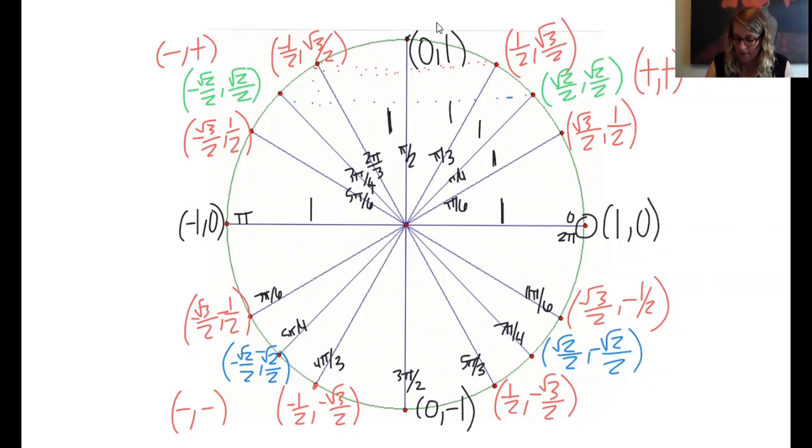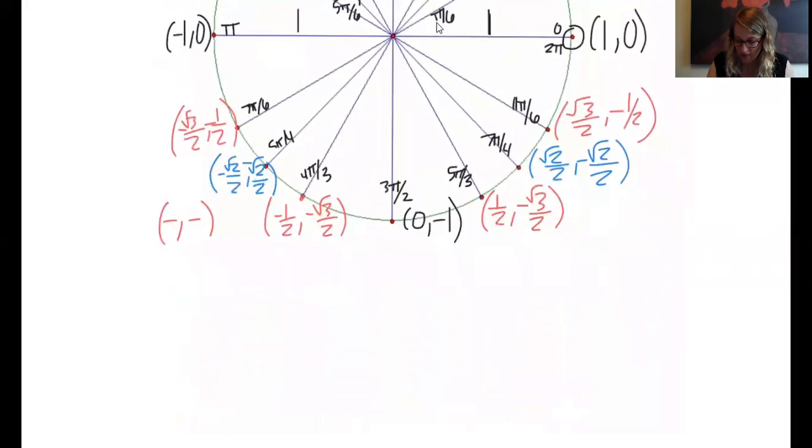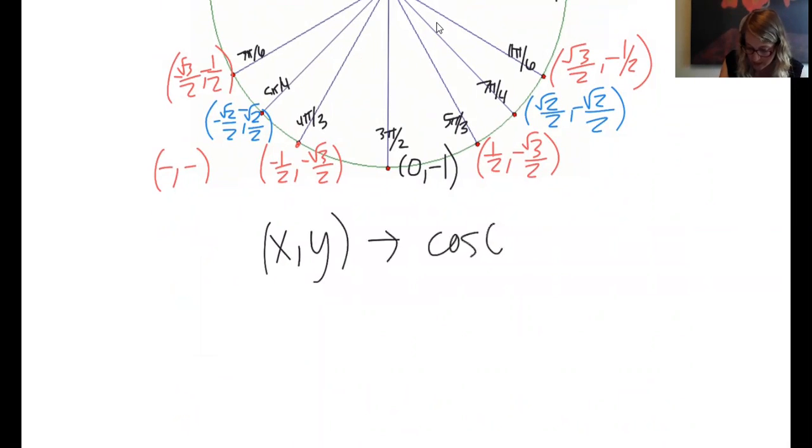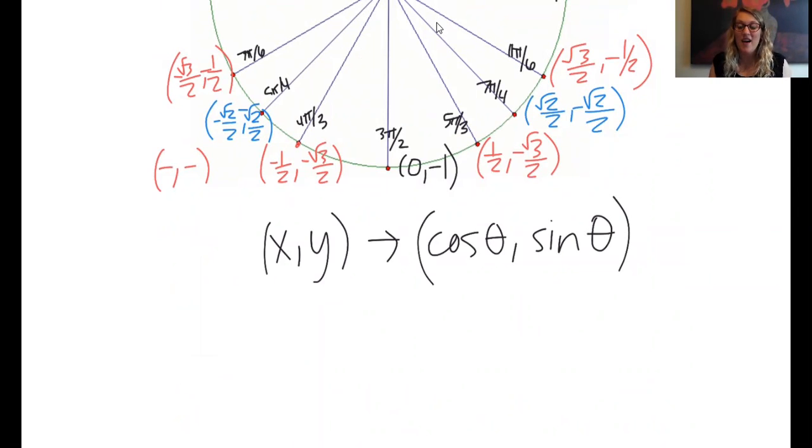And the thing is, I'm not going to go much further with this, but I did want to say something that's exciting. And it goes back to what we talked about in the beginning. Do you remember how we said that all of the points are the same thing as cosine, comma, sine? I know you remember that, right? That means that now that I have this, I can actually find the cosine and the sine of any of these angles, these key angles.